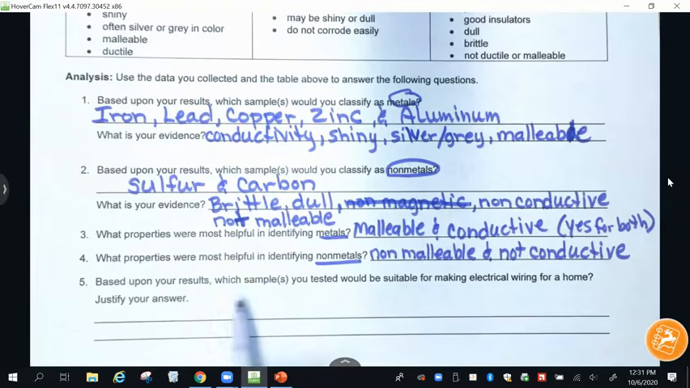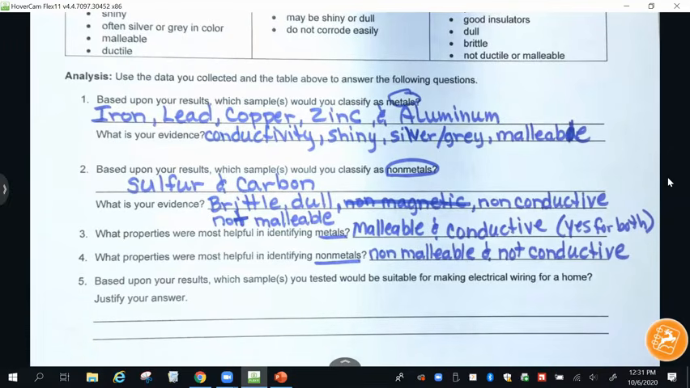Based on your results, which samples you tested would be suitable for making electrical wiring for a home, and then justify your answer. So if we want to make wires for our home out of the 7 samples that we had, what do we want to use? A metal. Okay, for sure we want to use a metal. What metals do you think would be good? All of them. Okay, hang on. What metals would be good?